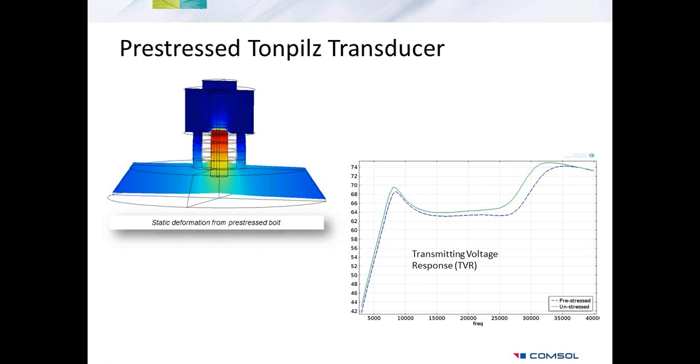It's also possible, for example, to perform advanced analysis where you can consider the effect of a prestress in the central bolt in the transducer and perform what we call a frequency domain perturbation analysis. In that way, as you can see on this slide, we can find out the effect of an unstressed bolt versus what happens when you pre-stress the bolt on the frequency response characteristic of any quantity, for example, the TVR. You can see in this plot how they look different.